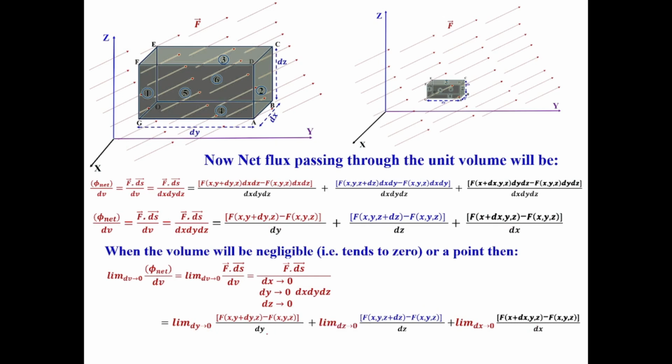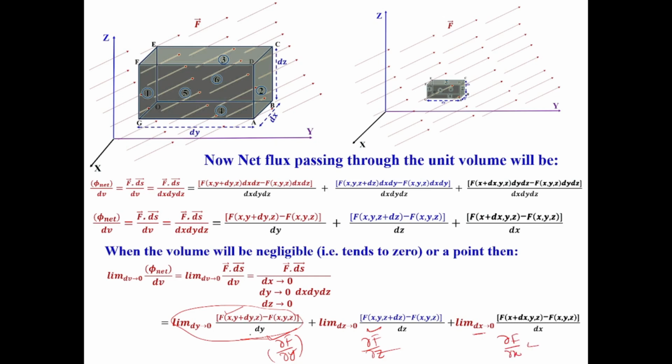here you can see, what is this value? This represents the function at y plus dy minus y, divided by dy. That means the rate of change of function with respect to y. That means we can write del f by del y. This is nothing but what? Del f by del z. This is nothing but what? If dx tends to 0, it is nothing but del f by del x.